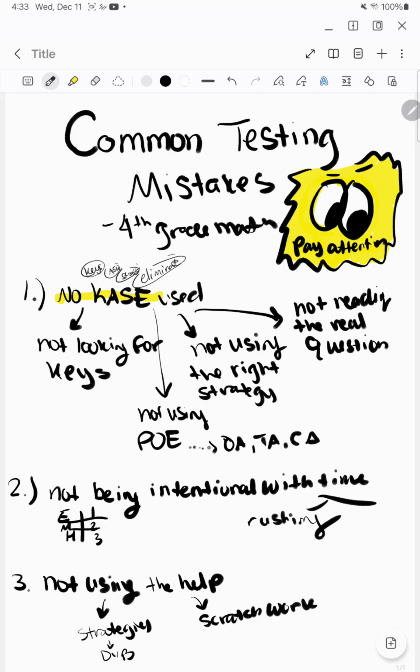But often I see in 4th grade math, students don't want to do this. They don't look for the keys. They don't look for the keywords, key numbers, or even the key symbols, like multiplication, addition, subtraction, division, all kinds of stuff that can help them figure out the actual answer. Another problem is them not utilizing the right strategy.